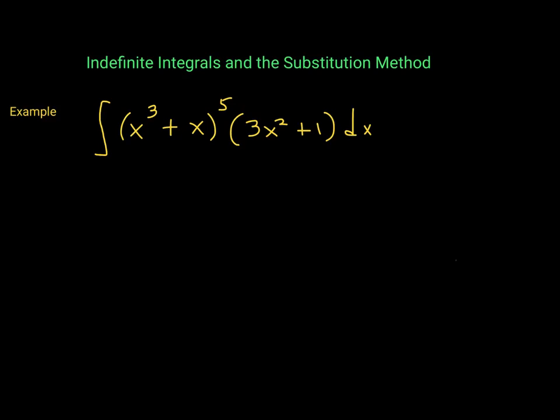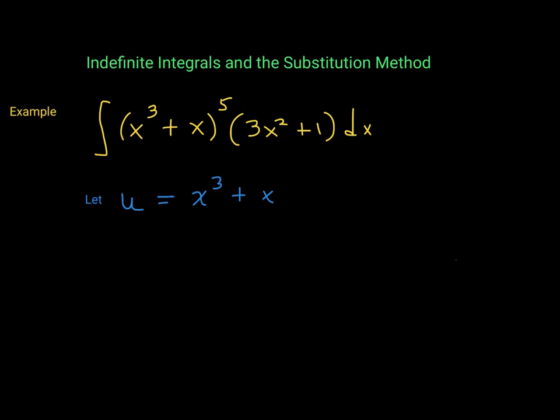I'm going to choose a letter of our alphabet other than the letter x because it's already being used. The most common letter chosen in this context is u, but that doesn't really matter. So let's say u. I'm going to let u equal x cubed plus x. This is the first expression inside of this grouping symbol, x cubed plus x.